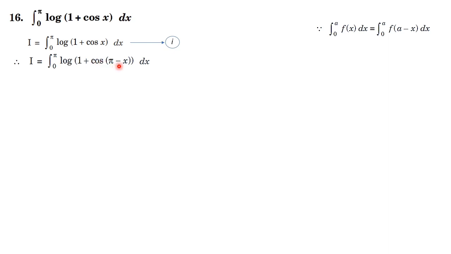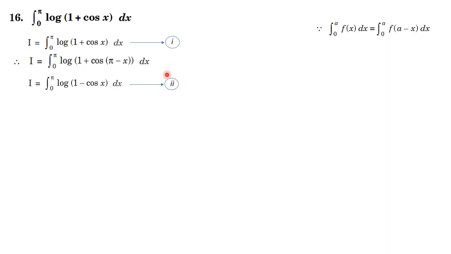So cos pi minus x. Cos pi minus x, we know that is minus cos x. So pi is 180, so pi minus x is coming in the second quadrant. Here in the second quadrant cos will be minus. So 1 minus cos x will be coming. So integral 0 to pi log 1 minus cos x dx, label it as equation number 2.